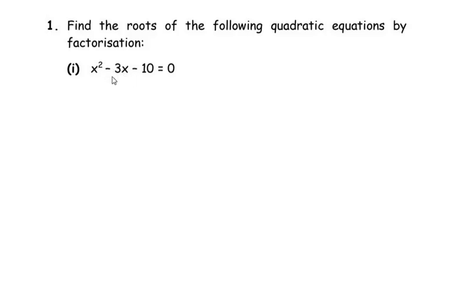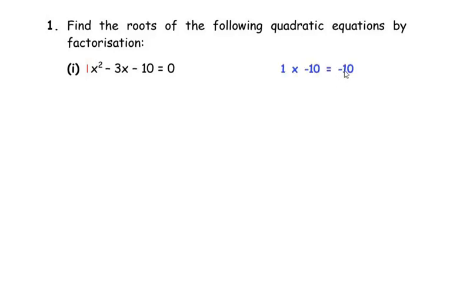So let us first understand what this method is. In this method we have to multiply the coefficient of x square with the constant. So if there is no number with the coefficient of x square, we are going to default take it as 1. So 1 multiplies with negative 10, giving us negative 10.